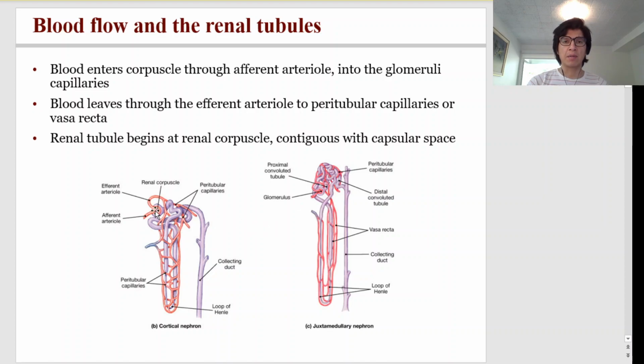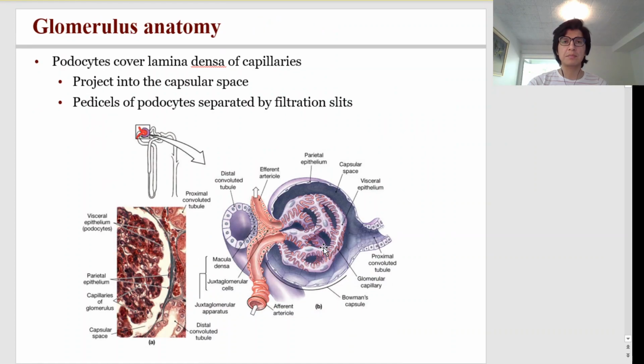So here at a cortical nephron, you have what are known as peritubular capillaries surrounding it in an effort to reabsorb components. And at the juxtamedullary nephrons, you have this specialized capillary bed known as the vasa recta, which is there for the purpose of reabsorption of water and other components.